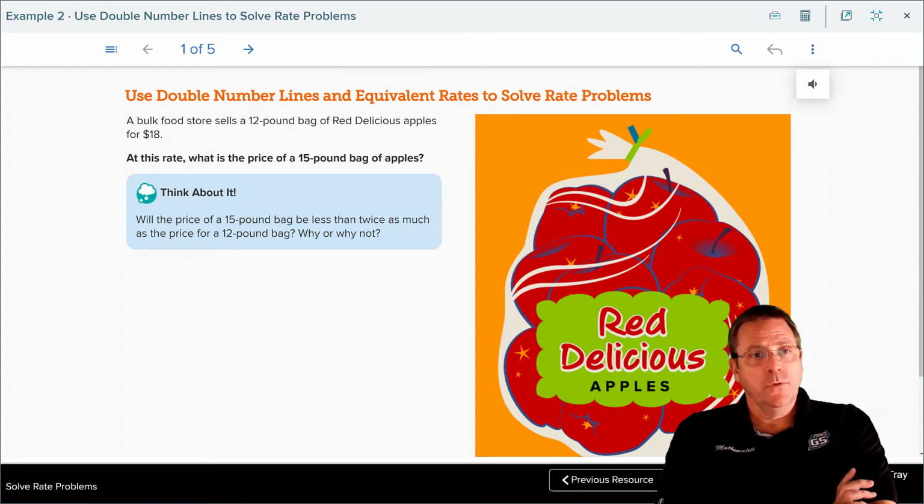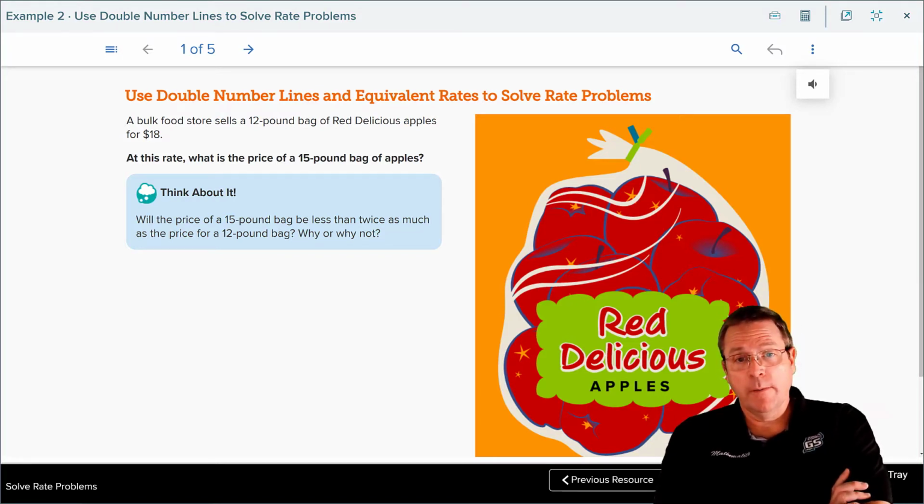First, a bulk food store sells a 12-pound bag of Red Delicious apples for $18. At this rate, what is the price of a 15-pound bag of apples? Before you think about it, will the price of 15 pounds of apples be less than twice as much as a 12-pound bag? Why or why not?